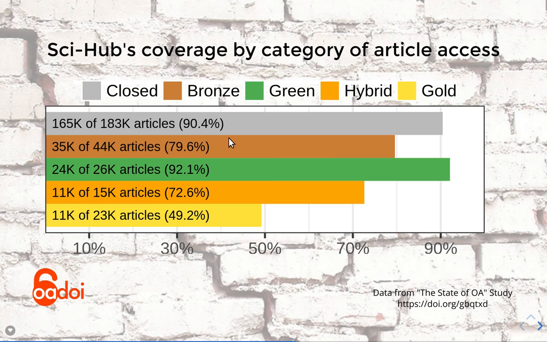And then here we have just closed articles that are toll access at a publisher and were not found via any free method discussed. As we've discussed a little bit before, Sci-Hub had the least coverage of these gold open access articles. Here it had less than 50% coverage.